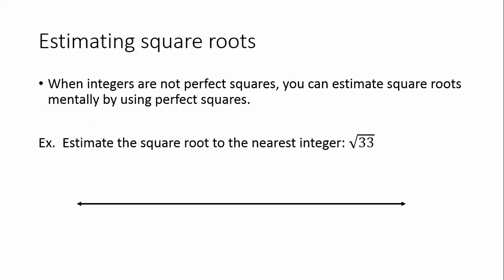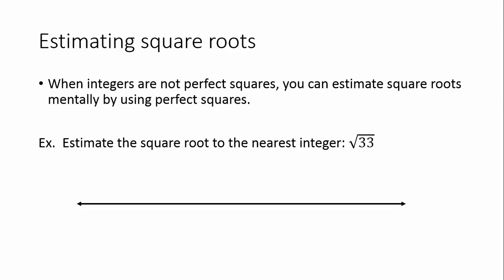Now we're going to look at estimating square roots. When integers are not perfect squares, you can estimate square roots mentally by using perfect squares. We're also going to use a number line. First I want you to estimate the square root to the nearest integer, so that's just to the nearest whole number. We have the square root of 33.